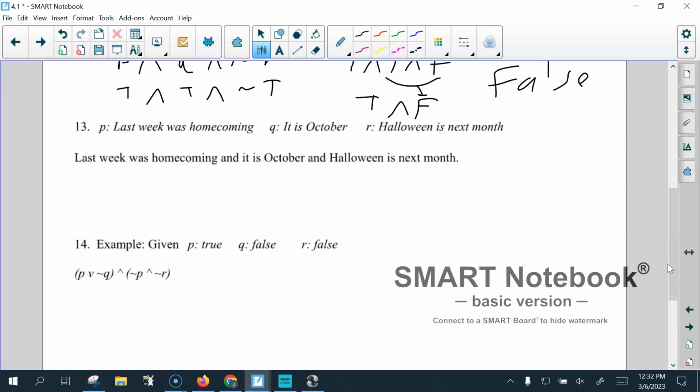All right, last week was homecoming. Not true. If it was the first semester class, we might be there. Last semester was homecoming, so that's my P. And it is October. That's Q. And Halloween is next month. So, if this was first semester, we'd answer it differently, but we're going to go with it being now. So, last week was homecoming is false. It is October. Well, that's false. And Halloween is next month. Well, that's false also.